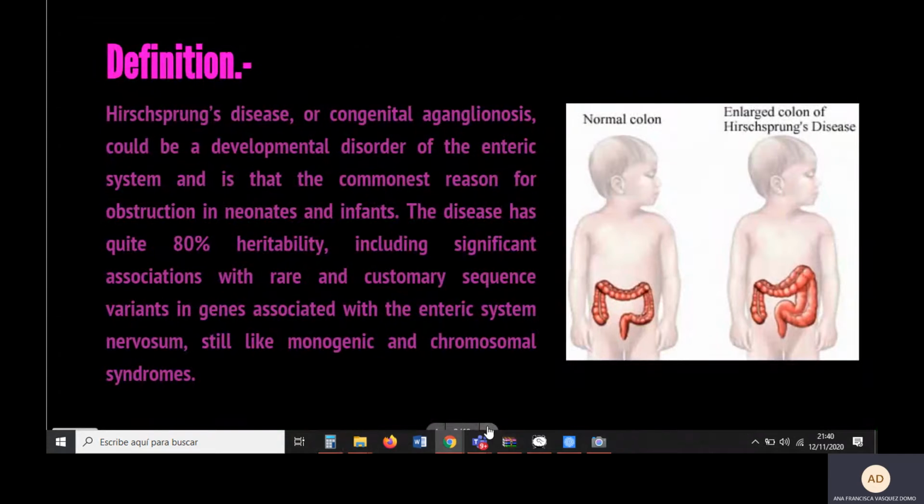Definition. Hirschsprung's disease, or congenital aganglionosis, is a developmental disorder of the enteric nervous system and is the commonest cause of obstruction in neonates and infants. The disease has quite 80% heritability, including significant associations with rare and common sequence variants in genes associated with the enteric nervous system, as well as monogenic and chromosomal syndromes.